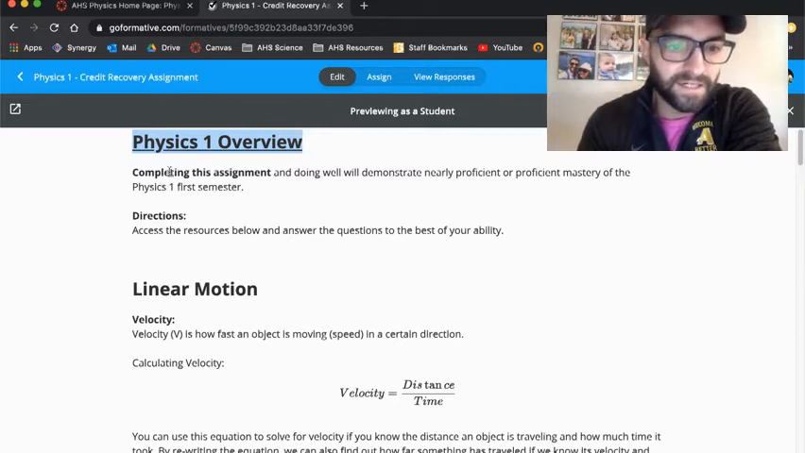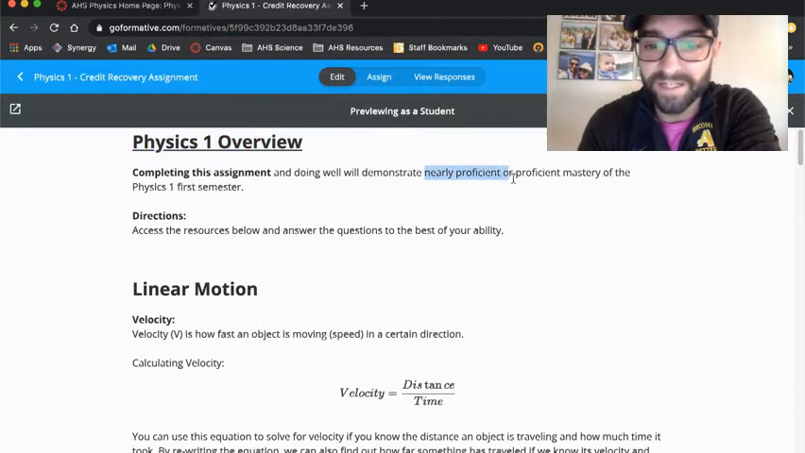Complete this assignment, and doing well will demonstrate nearly proficient or proficient mastery of Physics 1 this first semester. Okay, and that's our goal. We really want to be getting a 2 or a 3 overall in the class.